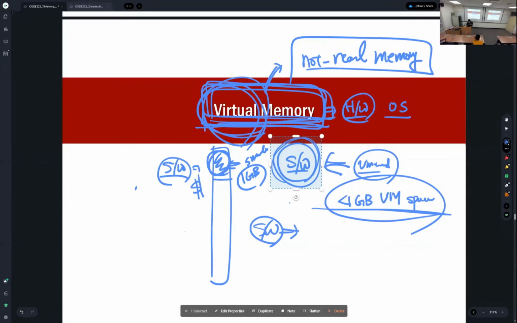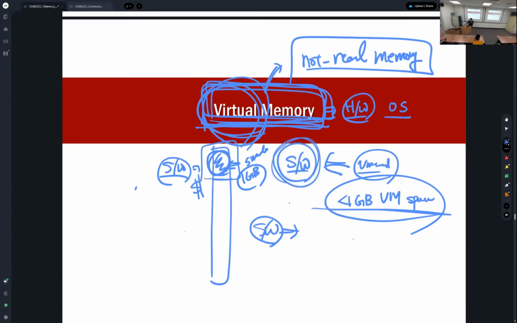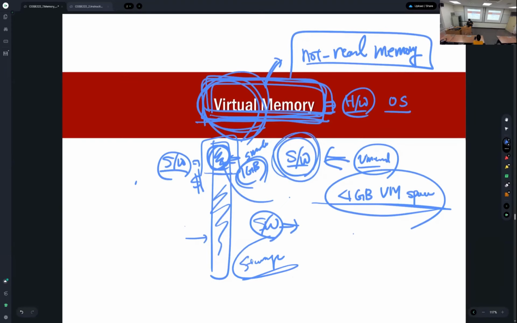Which means that the frequently accessed data is stored in this physical memory, and other data is stored in the storage. Okay. So this is the concept of virtual memory.